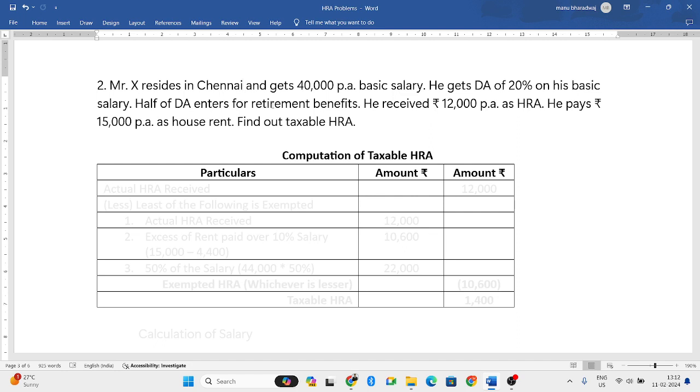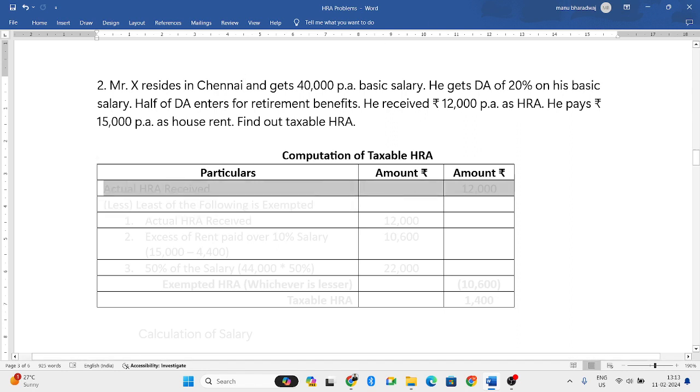He gets 40,000 per annum as basic salary, plus DA. DA is 20% of his basic salary. Half of the DA enters into retirement benefits. He received 12,000 per annum as HRA. He pays 15,000 per annum as house rent. Find out the taxable HRA.